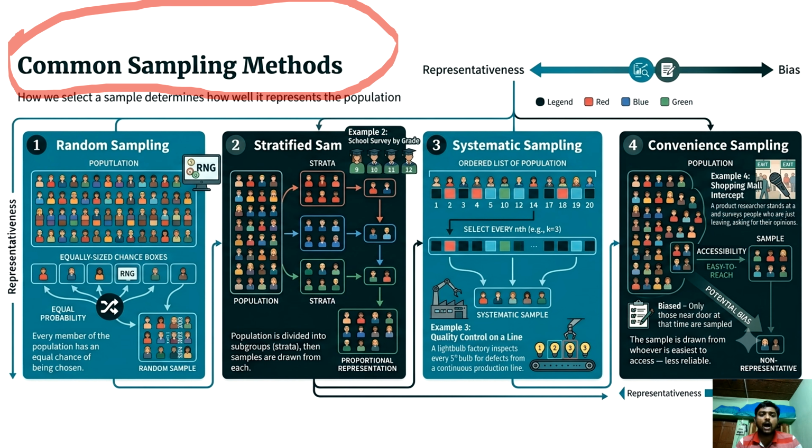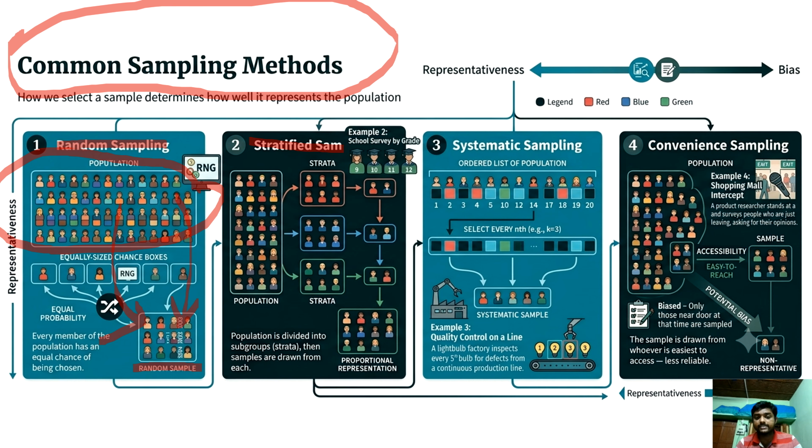So how we select a sample determines how well it represents the population. For this, we have four methods. In the first, the random sampling method, we select the members from the population randomly. So we make this random sample. It is randomly that we are selecting people from the population as the sample.